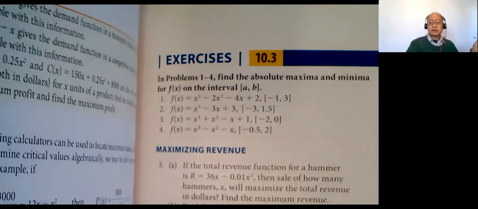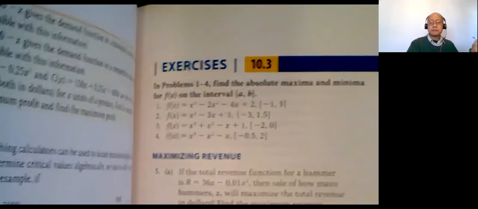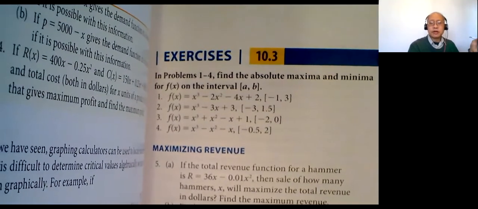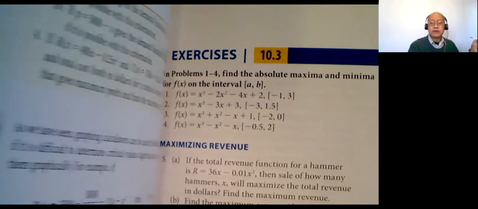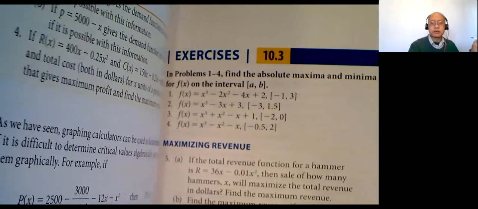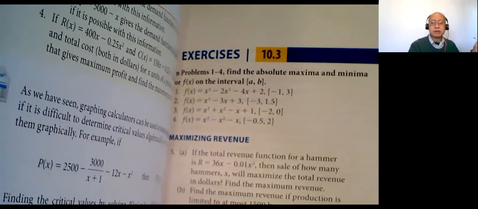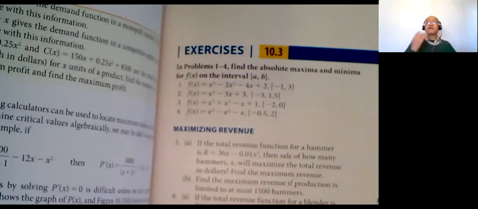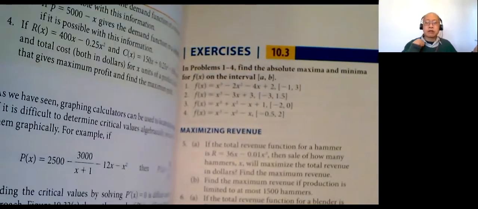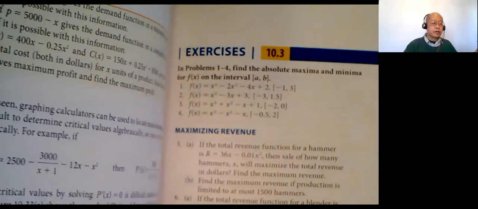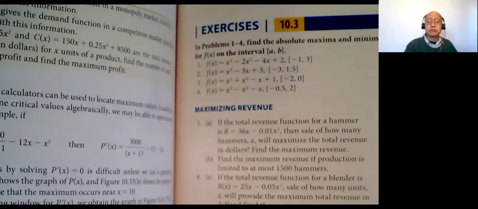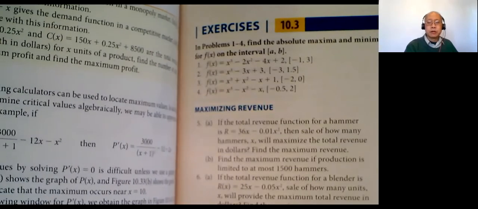And so, I'll do the evens. And they give you a closed interval. Notice closed interval -1 to 3. Closed interval -3 to 1.5. -2 to 0, -0.5 to 2, and so on. Find the absolute maxima and minima. Okay, now we know how to find maxima and minima by setting the derivative equal to 0, right? But in this case, you also have to check the endpoints. You must plug in the endpoints.